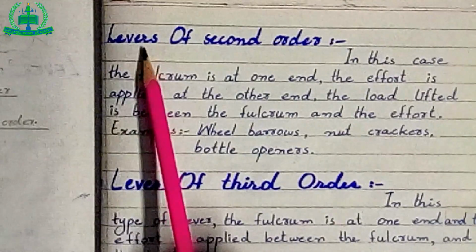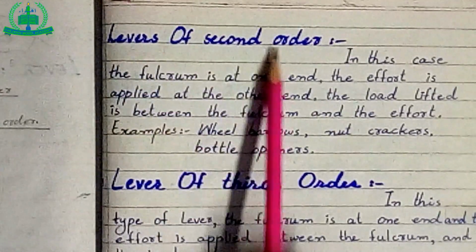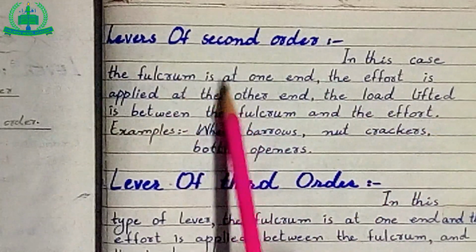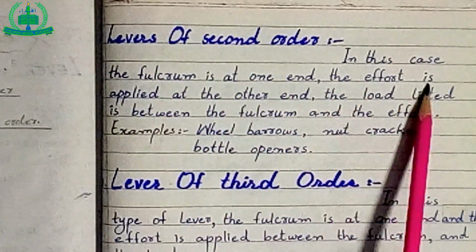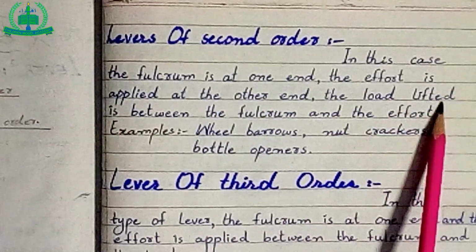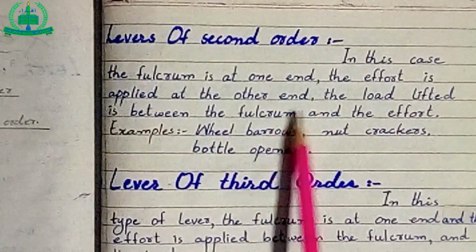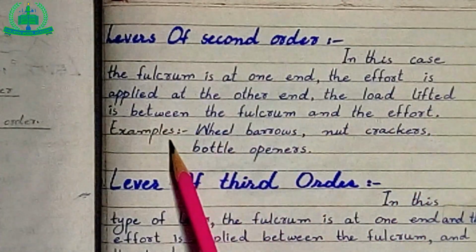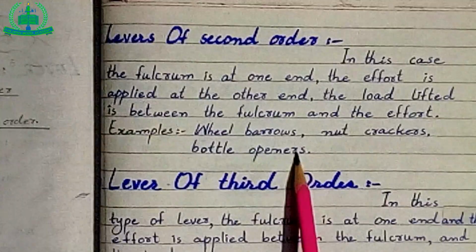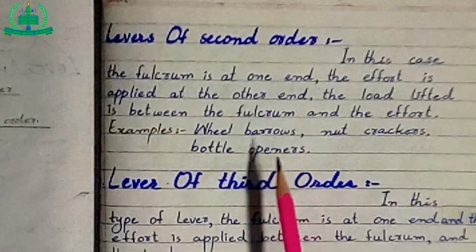Mention heading number 2, levers of the second order. In this case, the fulcrum is at one end, the effort is applied at the other end, and the load lifted is between the fulcrum and the effort. Examples: wheelbarrows, nutcrackers, bottle opener.